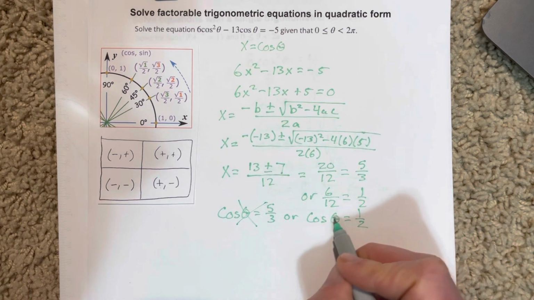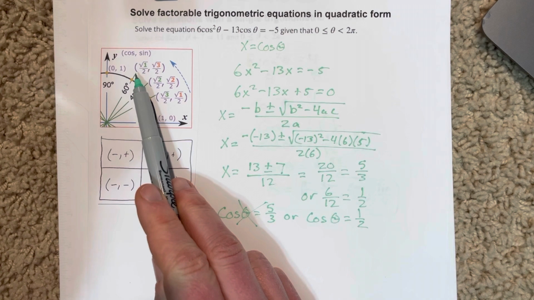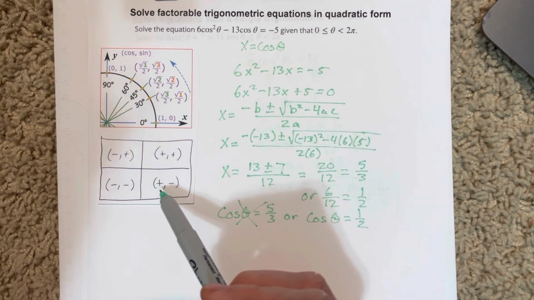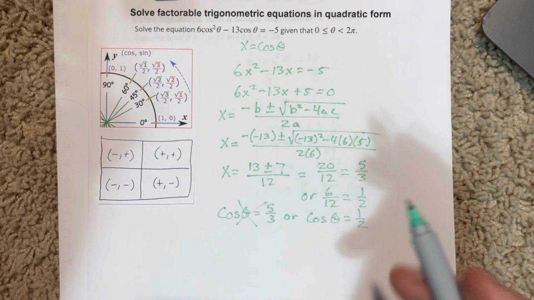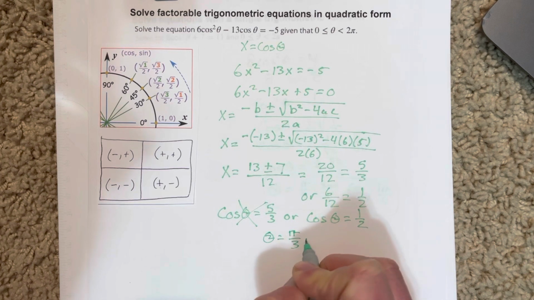So then I'm just looking at cosine theta equal 1/2. Well, cosine theta equals 1/2 at 60 degrees, which would be pi over 3. But cosine's positive in quadrant 4 as well, so that would also be 5 pi over 3. So theta is going to equal pi over 3 and 5 pi over 3.